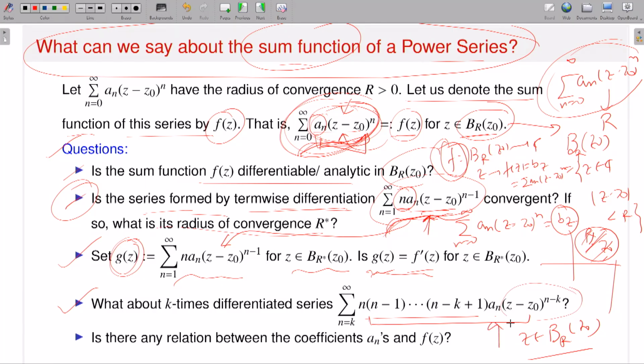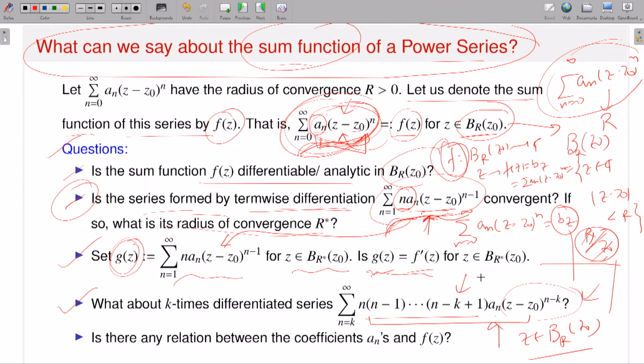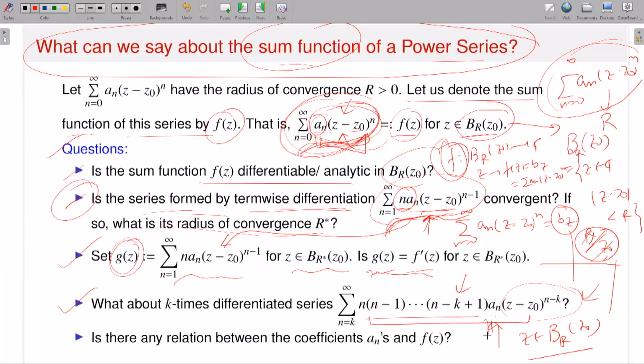So there also I can talk about the radius of convergence, and suppose this is the radius of convergence of this power series, what will be the relation with the radius of convergence of the original series I started with? The original power series will have a sum function. Now this is a new power series where I am getting the kth derivative of each function fn. Now it will have a sum function g.